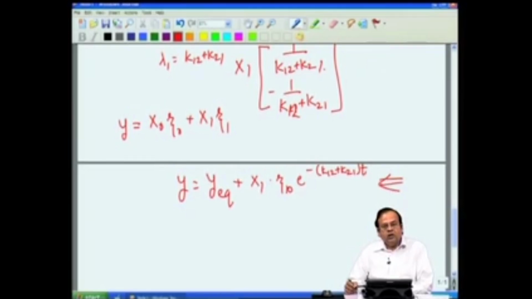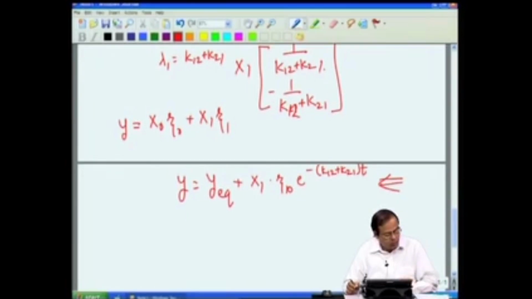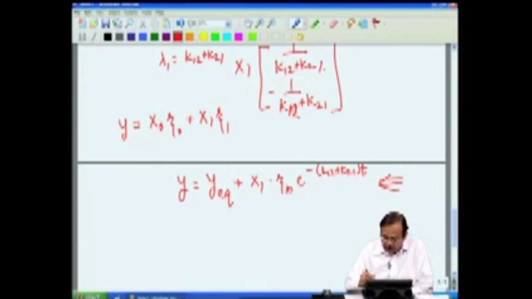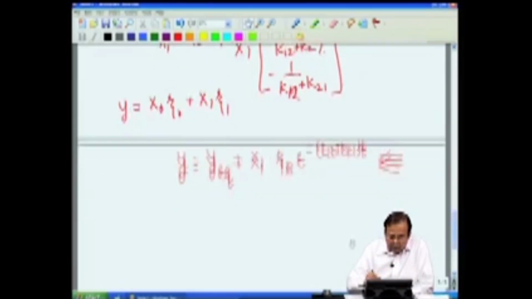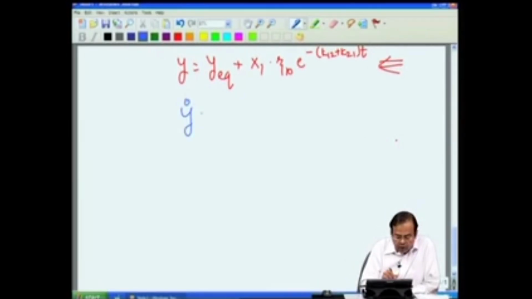So, the original dynamics which was coupled, by decoupling it and writing it as a hypothetical species, we are now able to find the solution of the complete reaction network in a much simplified form. Okay. So, let us generalize this result now. Let us generalize this result for a general system given by y dot equal to K y.